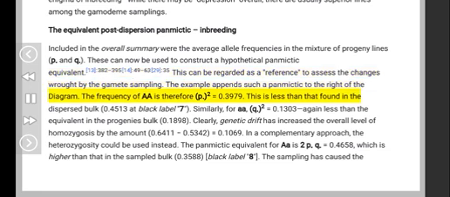The frequency of AA is therefore p squared equals 0.3979. This is less than that found in the dispersed bulk, 0.4513 at black label 7. For aa, q squared equals 0.1303, again less than the equivalent in the progeny's bulk, 0.1898.